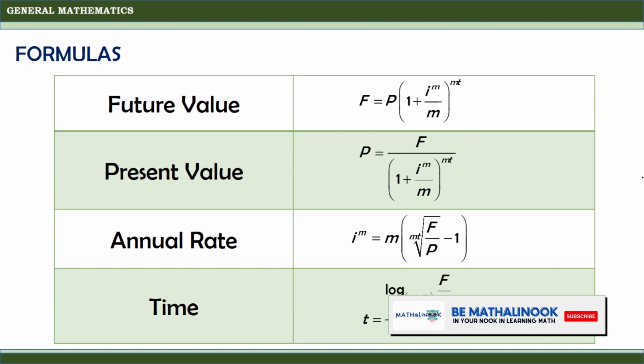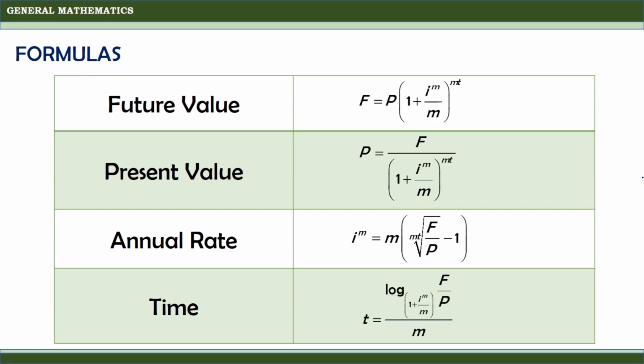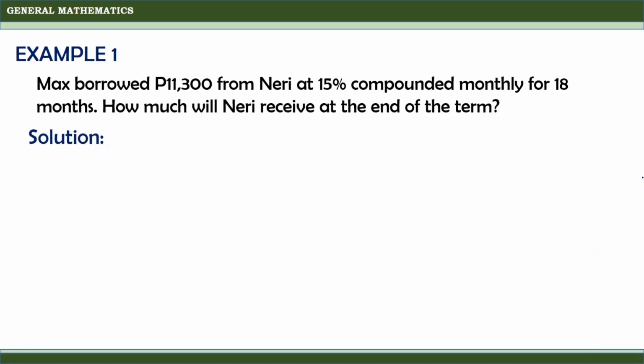This time, we will be using these formulas in solving some real-world problems that involve compound interest. For the first one, Max borrowed 11,300 pesos from Neri at 15% compounded monthly for 18 months. How much will Neri receive at the end of the term?